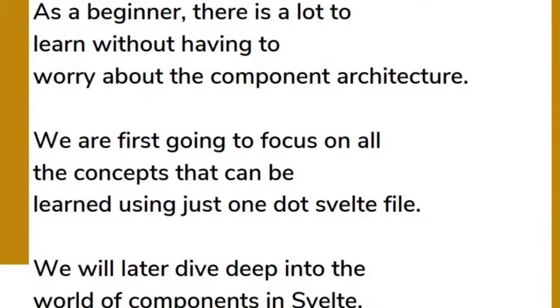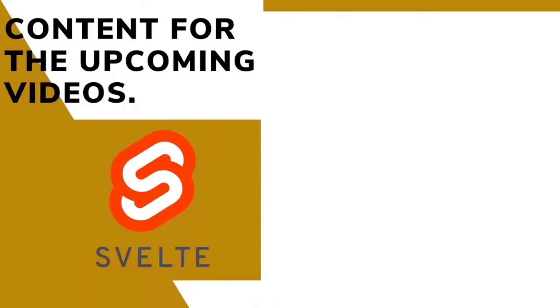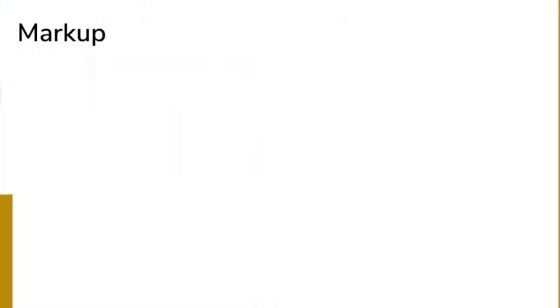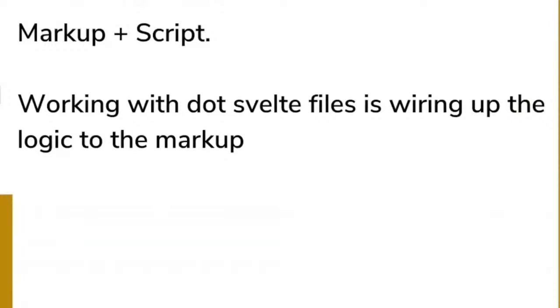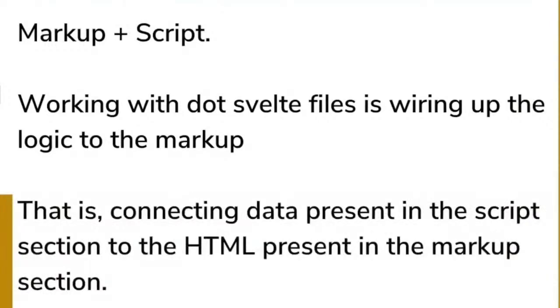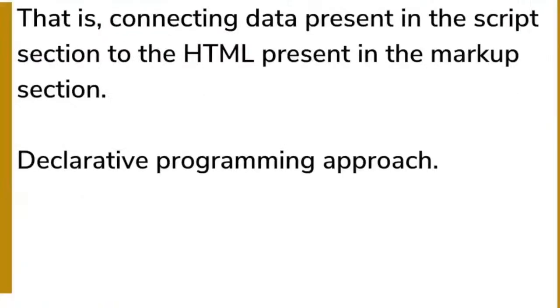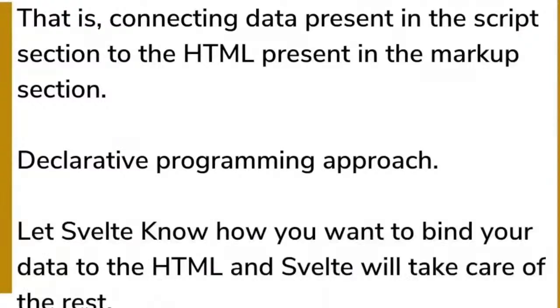The second point is about what we are going to learn in the upcoming videos. A minute ago I mentioned that a .svelte file contains markup as well as the script which contains the logic for that markup. A major portion of working with a .svelte file is wiring up the data and logic to the markup. That is connecting the data present in the script section to the HTML present in the markup section. This is the declarative programming approach I was mentioning in the very first video. All you have to do is let Svelte know how you want to bind your data to the HTML and Svelte will take care of the rest. It is this part of letting Svelte know what exactly we want the UI to look like. So let's finally get started with some code in the next video.